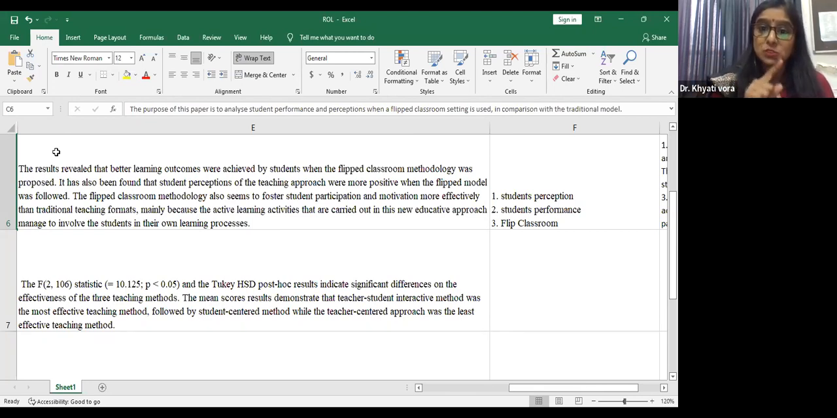So flipped classroom is also improving students' performance, but how is it improving students' performance? Flipped classroom is improving student performance, good, that is independent. But there are two variables that they are talking about, students' participation and motivation. If we remove these, will there be a relationship between the flipped classroom and the performance?